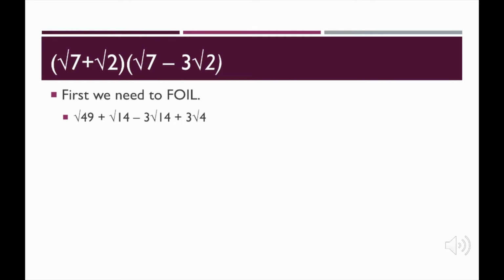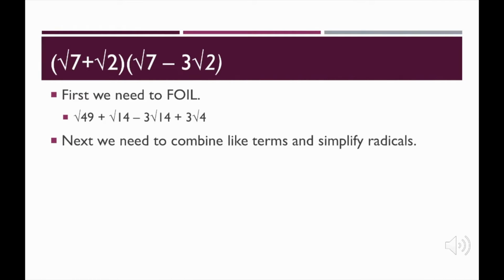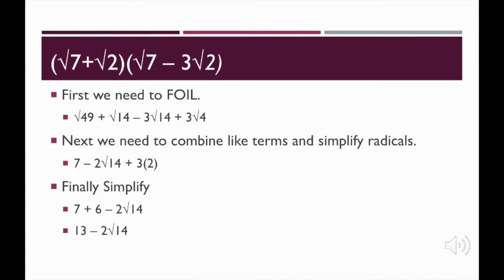Next, we need to combine like terms and simplify radicals. The square root of 49 is 7. The square root of 14 minus 3 square roots of 14 make negative 2 times the square root of 14. And then the square root of 4 is 2. So we say 3 times 2. Our next step is to simplify even further. It becomes 7 plus 6 because 3 times 2 is 6, and then minus 2 times the square root of 14. We leave that 2 times the square root of 14 all on its own. 7 plus 6 is 13, and so our final answer is 13 minus 2 times the square root of 14.